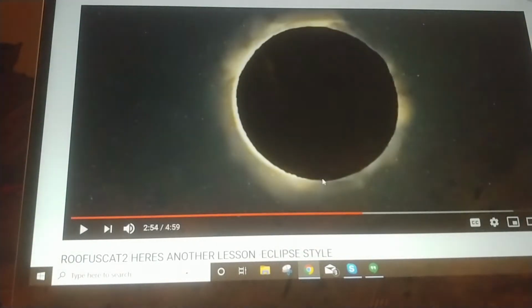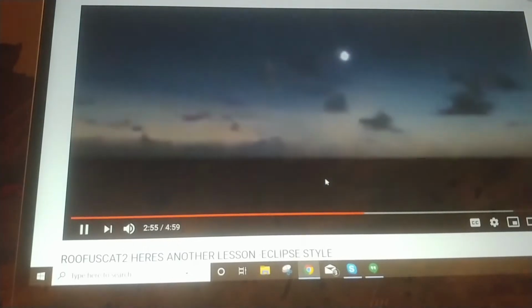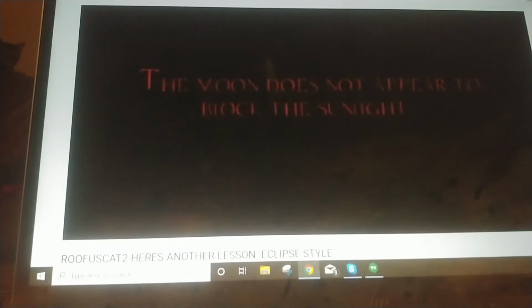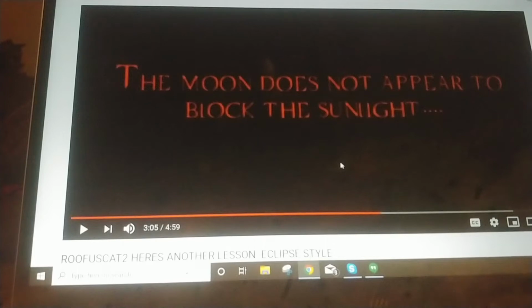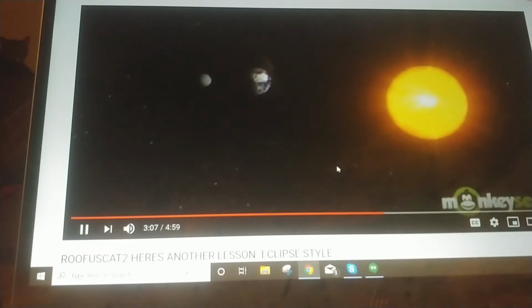Oh, so if you can't see the moon entering or exiting, what do you call that? That's an animation, right? That's all CGI. The moon does not appear to block the sunlight? Actually, it does, because, like I said, we know exactly where the moon is going to be. We know where it's headed, the trajectory, and its location at any given moment.